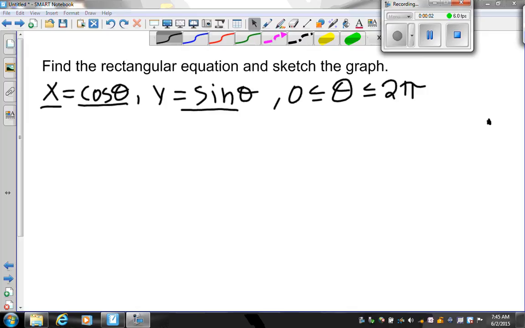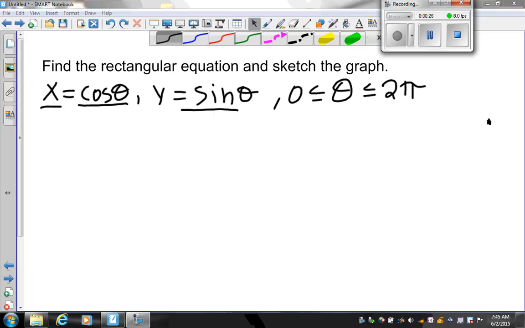Whenever we have a set of parametric equations, it is oftentimes nice to have a visual representation. And so in this problem we are asked to find the rectangular equation and sketch the graph. Here x equals the cosine of theta, y is equal to the sine of theta, and theta runs between 0 and 2 pi.